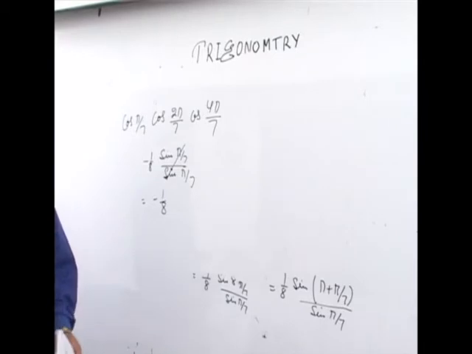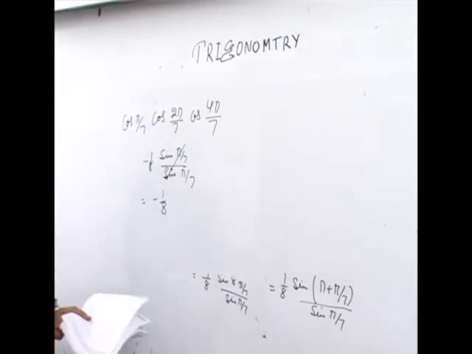Cos of pi by 7, cos of 2 pi by 7, cos 4 pi by 7 is equal to minus 1 by 8.